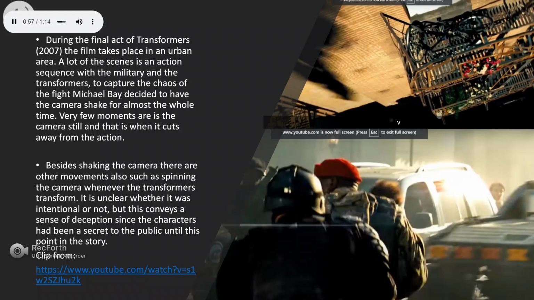Bay also used moments of the camera tilting upside down during moments when the Transformers would transform from their disguised forms. Whilst it's unclear if it's intentional or not, I find this as a way to show that the character's worldview has been turned upside down by these behemoth characters.